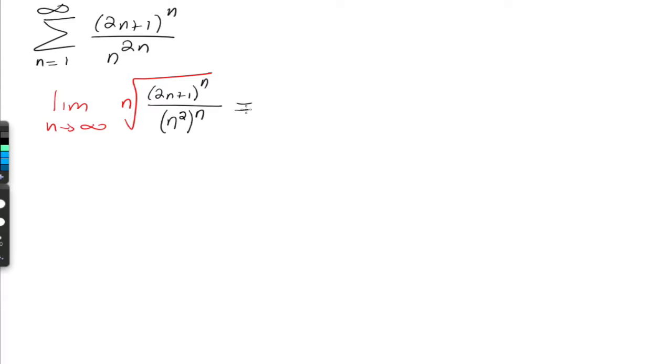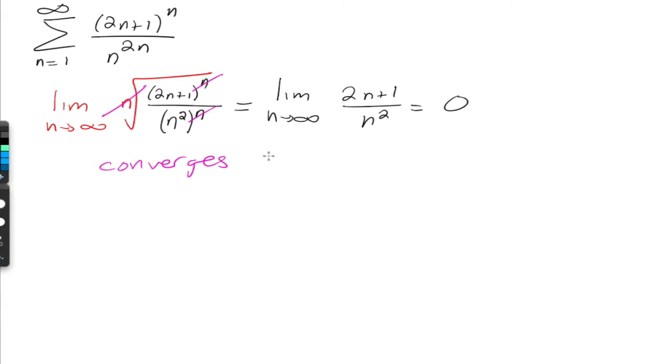So what is that? Yeah, this is just 2n plus 1 over n squared, right? So this is the limit as n goes to infinity. So the n's cancel out the root, right? So then you have 2n plus 1 over n squared, and what is that equal to? 0. So what does that say? It converges. Yeah, and actually, it not only converges, it converges absolutely.